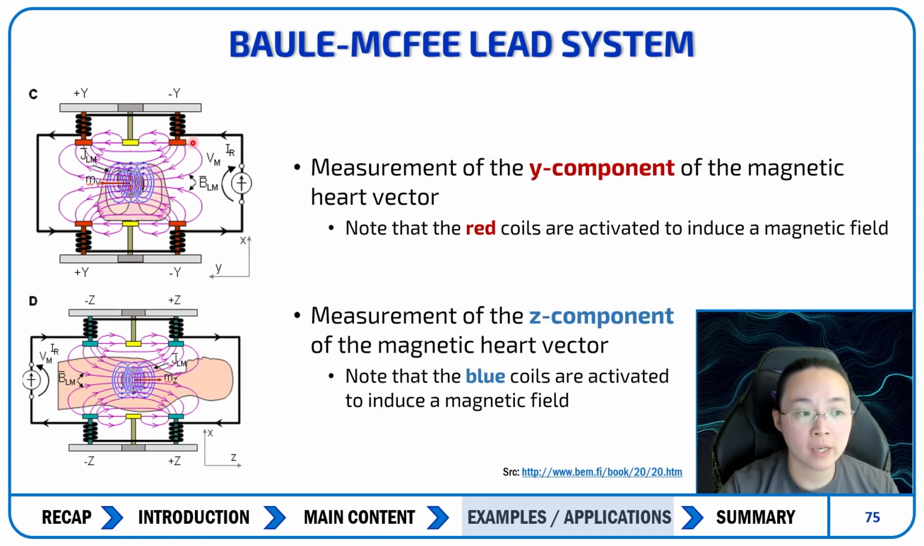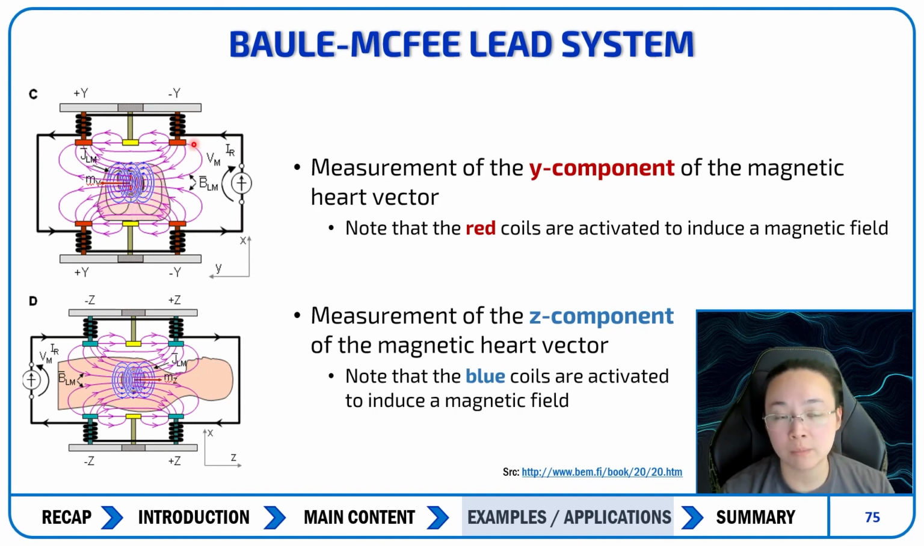If I want the Y component, I turn on the Y or the red coils to induce a magnetic field to see how my heart responds to the applied external magnetic field. Similarly, I can do the same thing with the z-axis. If I want the z component, then all the blue coils are going to be activated to induce a magnetic field. So that at the end, I get an x, y, and z component to my magnetic heart vector.